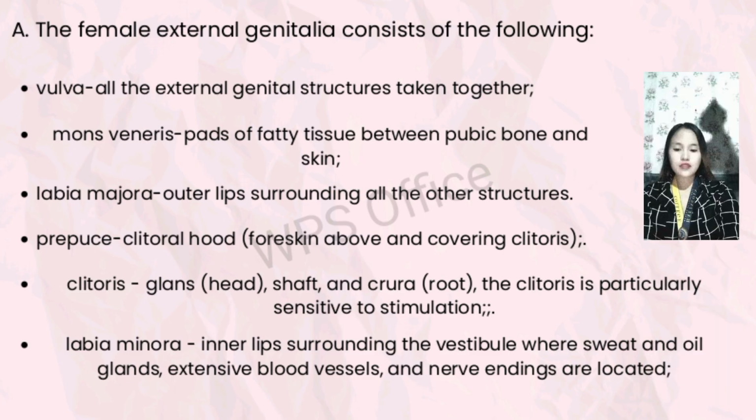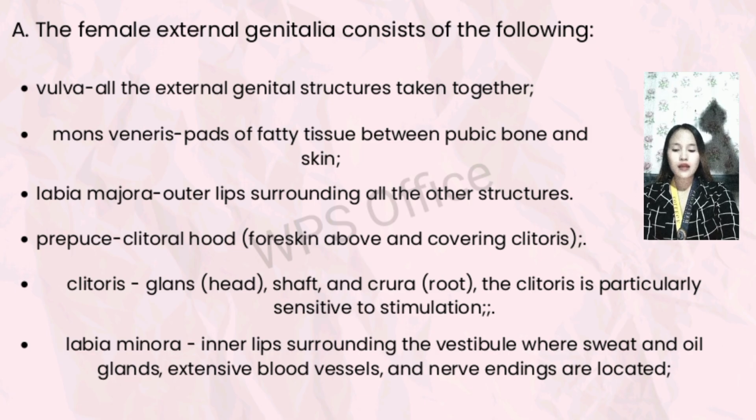The female external genitalia consists of the following: vulva, all the external genital structures taken together. Mons veneris, pads of fatty tissue between pubic bone and skin. Labia majora, outer lips surrounding all the other structures. Prepuce, clitoral hood or foreskin above and covering clitoris. Clitoris, glans or head, shaft and crura or root. The clitoris is particularly sensitive to stimulation.